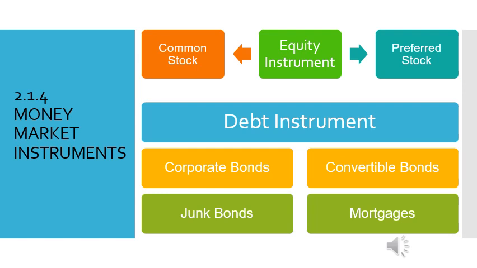For the debt instruments, there are four items. First, mortgage. Second, corporate bonds. Third, convertible bonds. And the last one is junk bonds.